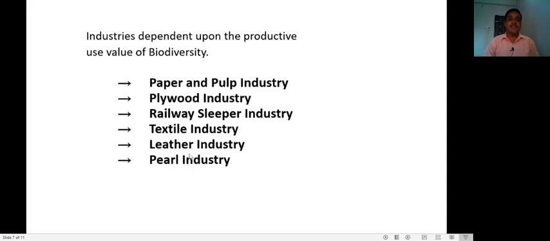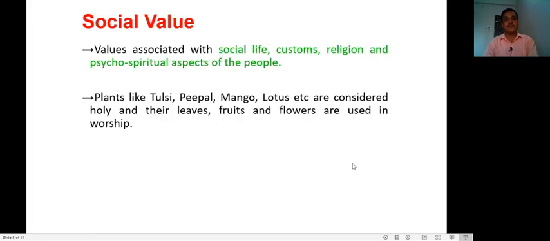Then leather industries, where leather products, particularly bags, purses, and shoes, are prepared from the skin of animals like deer and other animals. Then there are pearl industries also. In the aquatic ecosystem, the pearl oyster, which is a type of shelled living organism, yields pearls, which are collected. That pearl is sold in our market. That is what we call productive use.